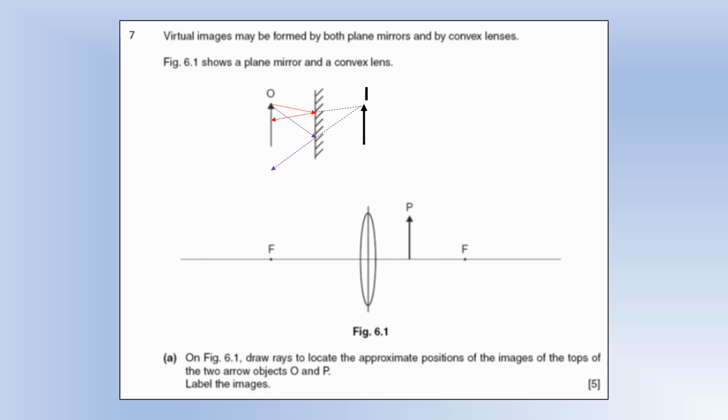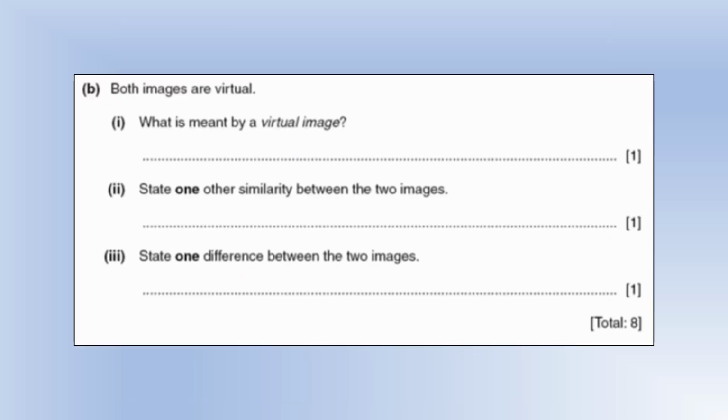For the virtual images, what I'm going to do is the same process I've used before. Do the ray that goes through the principal focus, the ray that goes through the center of the lens. We see they don't converge, so we extrapolate them back, and then we stick in the virtual image formed. So both of these images, as it says in the question, are virtual types because no light rays actually converge where the image is formed.